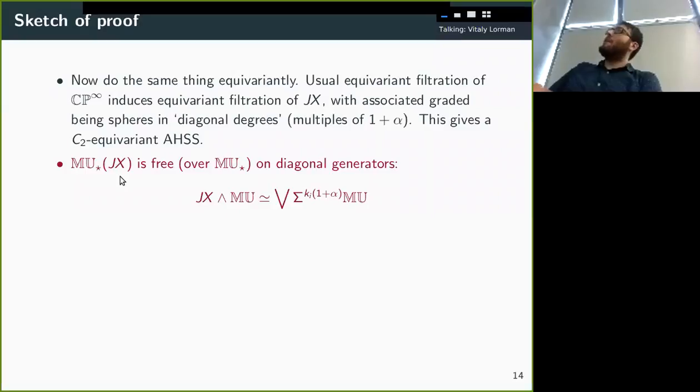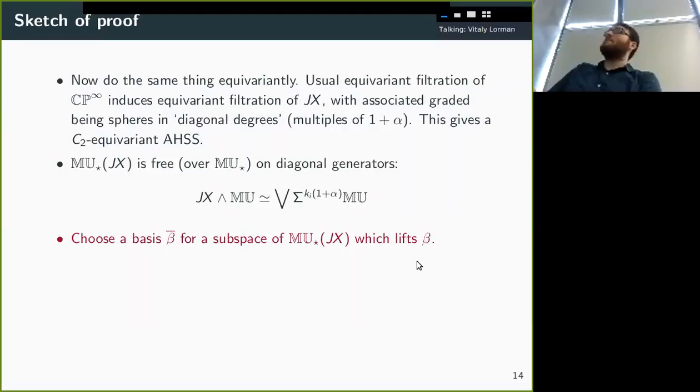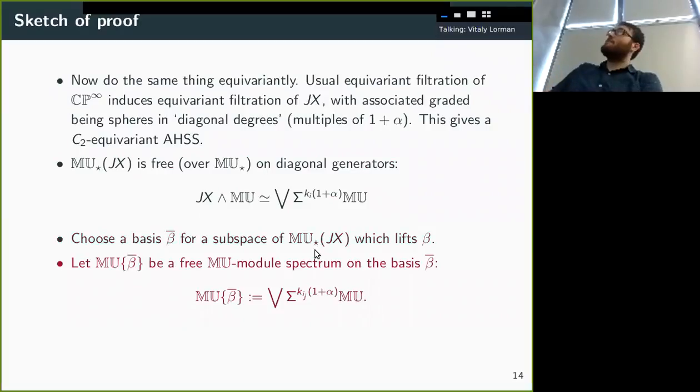And so we get that the MU homology of JX is free over the coefficients of MU on generators in these diagonal degrees. And we're going to do the same trick. We're going to take our basis that we found before non-equivariantly for a subspace of the non-equivariant MU homology of JX, and we're going to lift it to an equivariant basis for some subspace of the equivariant MU homology of JX. So okay, we lift this basis, and let's define the free MU module spectrum on this basis. So it's just the wedge of, we take only the summands that correspond to the elements in this basis.